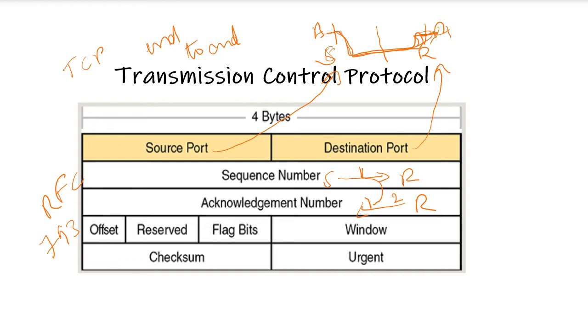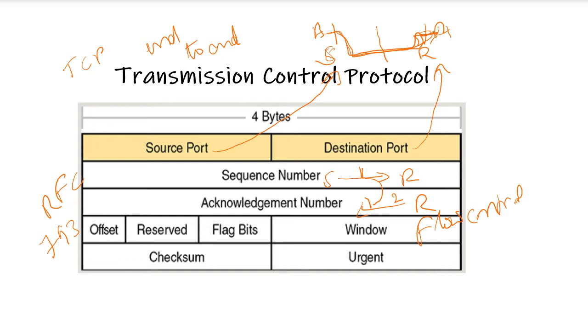So the offset, reserved, and flag bits, we'll discuss in great detail in another video. And the window is the one which helps in flow control, or windowing. And checksum is the data integrity check.